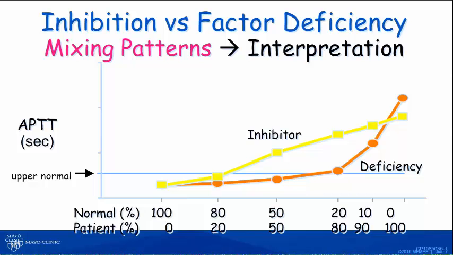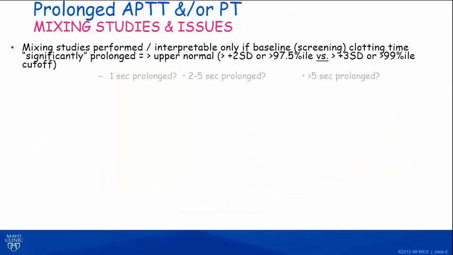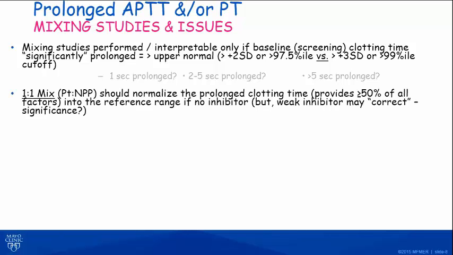This is the traditional and still accepted definition for identifying inhibition, that is, failure of a 1-to-1 mix to normalize into the reference range for the laboratory. But interpreting this is difficult, challenging, and there are no standards, good guidelines. When should you do the mixing test? How long should it be prolonged? A mixing test should provide 50% of all factors and should normalize a deficiency such as factor 8 or 9 because it brings the level up to a level that would not cause a prolonged APTT or PT.